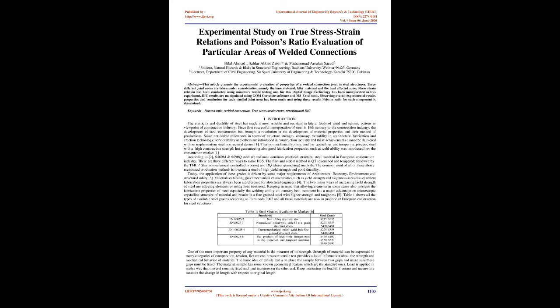Introduction. The elasticity and ductility of steel has made it most reliable and resistant to lateral loads of wind and seismic actions from the viewpoint of the construction industry. Since the first successful incorporation of steel in the 19th century into the construction industry, the development of steel construction has brought a revolution in the development of material properties and their methods of production. Some noticeable milestones in terms of structure strength, economy, versatility in architecture, fabrication and erection technology, serviceability and others have been introduced in the construction industry, and these achievements could not be delivered without implementing steel in structural design.